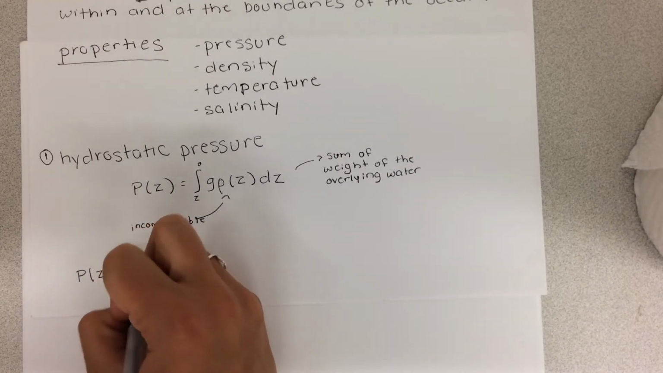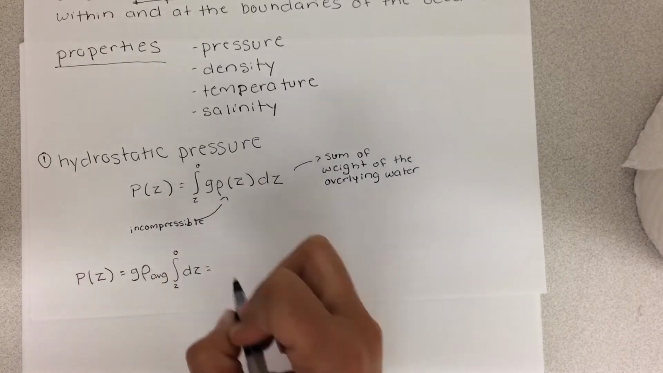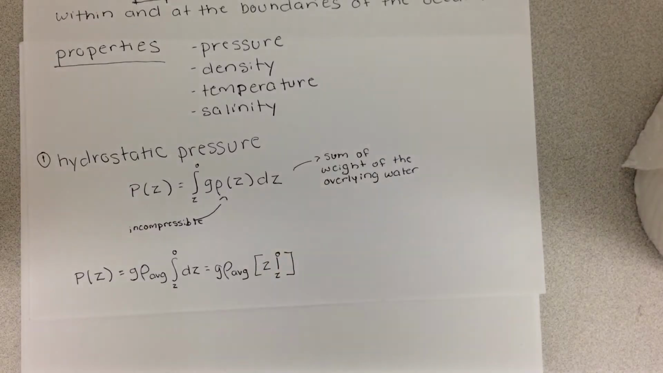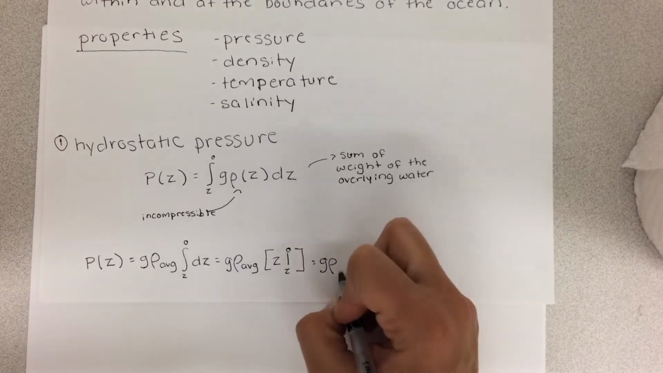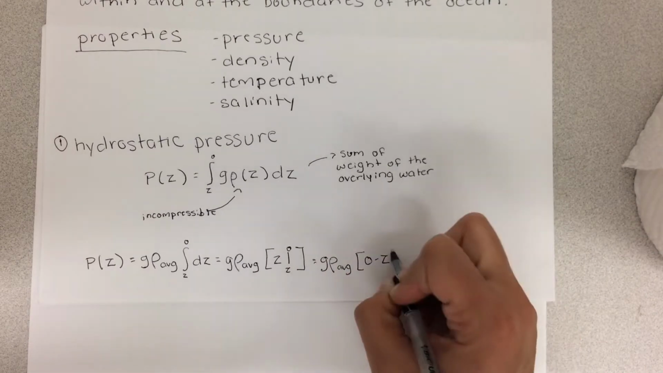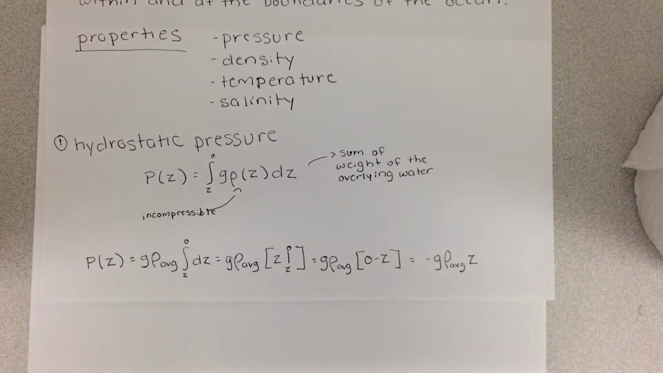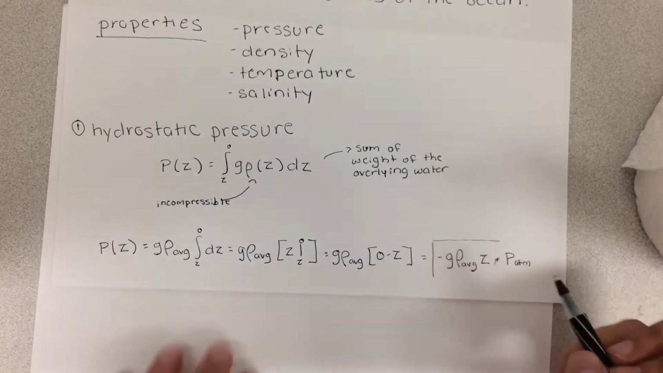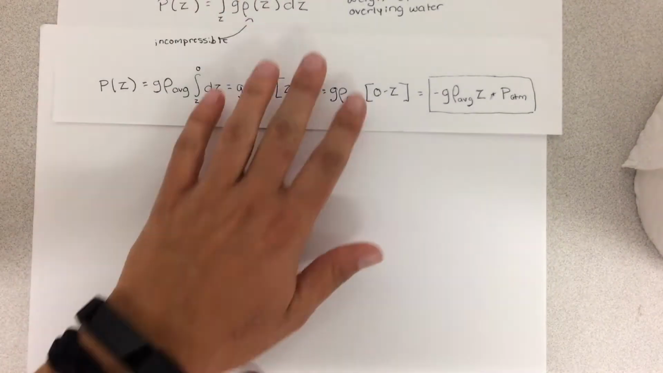So we can remove density from the integral and solve for pressure at depth z. By solving this integral, we can see that our hydrostatic pressure equation in the ocean is simply negative g times the average ocean density times the depth z. And we need to add this to the pressure of the overlaying atmosphere. It's easy to see from this equation that pressure varies linearly with depth, and so we often use pressure as a proxy for depth.